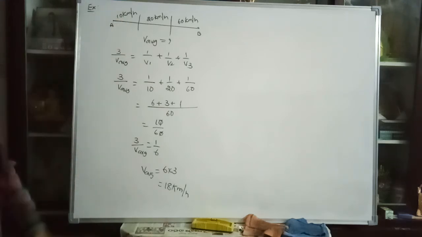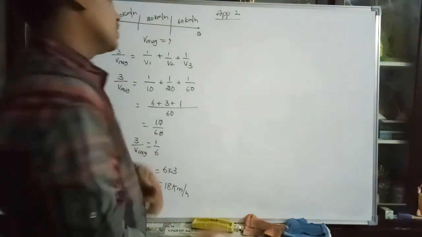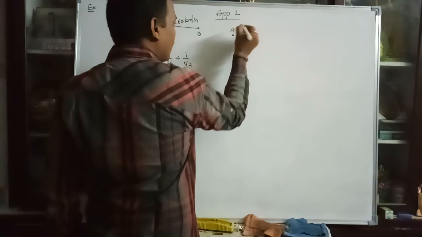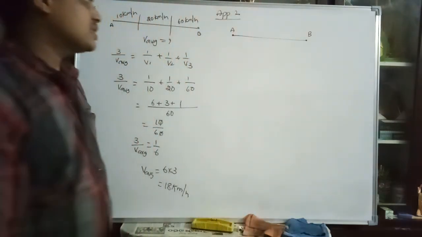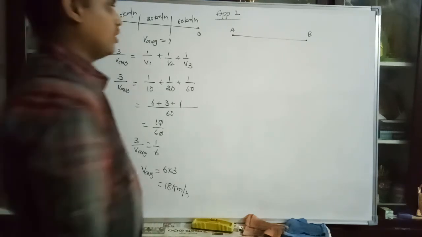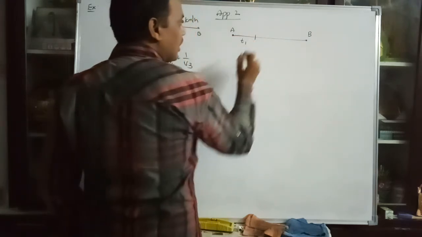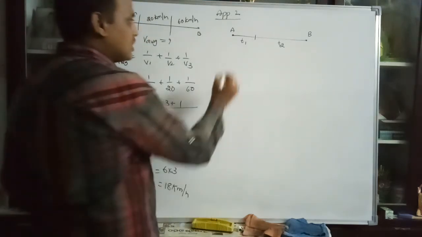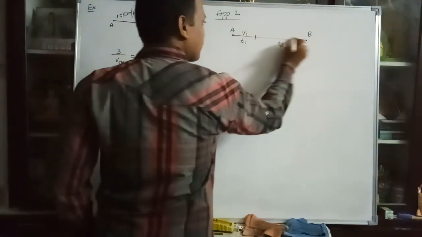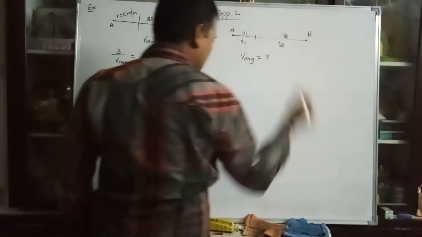Many times this example is given. After completion of this, the second application. What is that application? A person starts at the point A and covers the distance to point B. So the total distance is A to B. According to A to B, he covers some of the distance in the time interval t1, remaining distance in the time interval t2. This distance covered with the speed v1, remaining distance covered with the speed v2. Then the average speed of the person is?